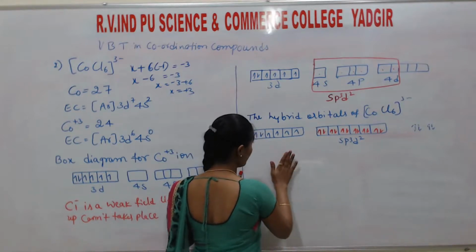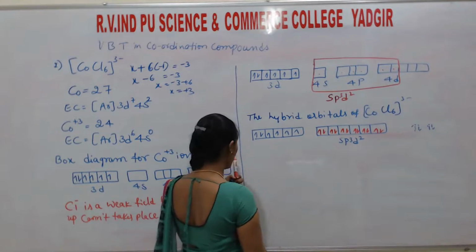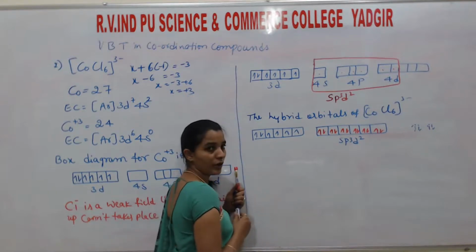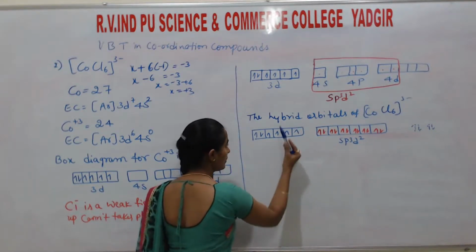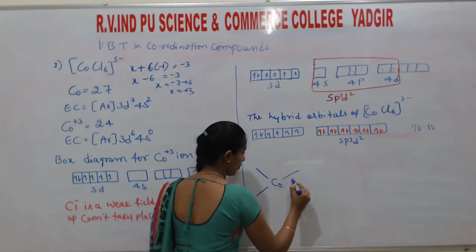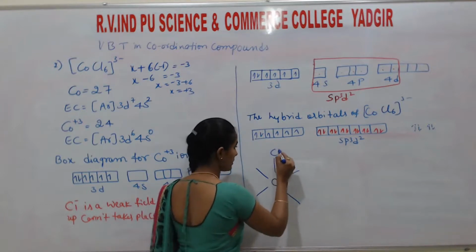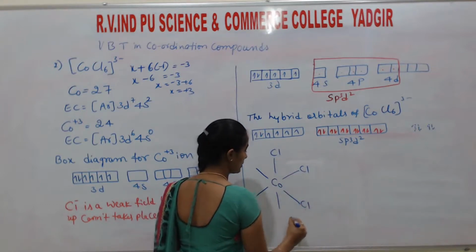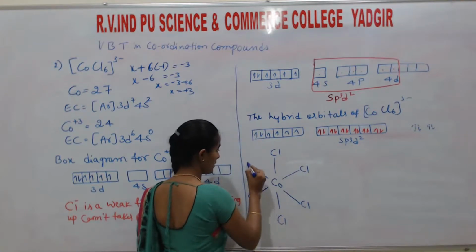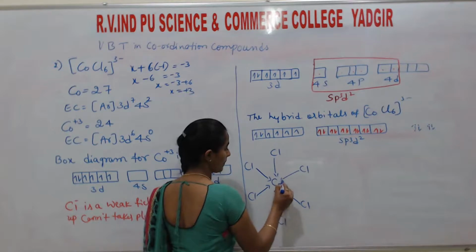Next, once we got that it is sp3d2 hybrid orbital, then the structure follows octahedral structure. So the central metal atom is cobalt. Here the bonds: Cl, Cl, Cl, Cl, Cl and Cl. All are coordinate bonds only.